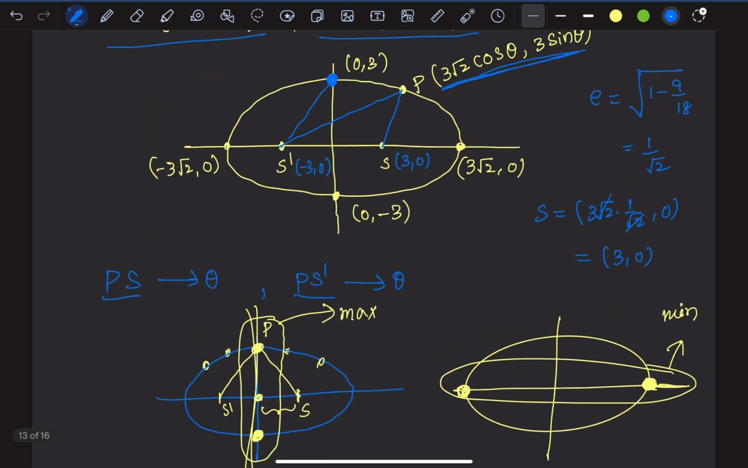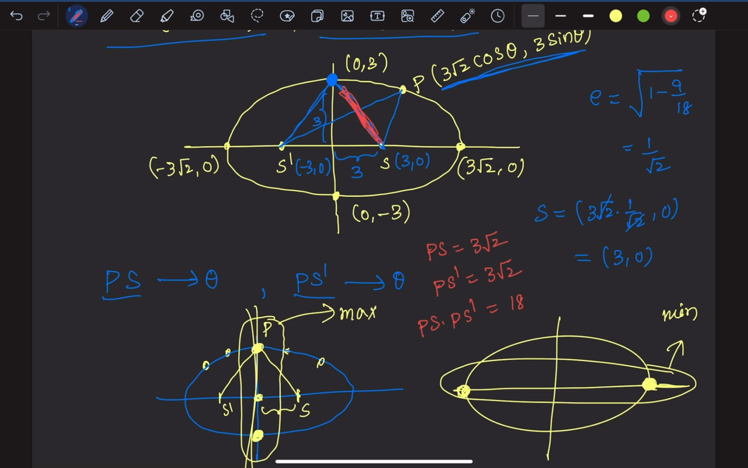Then PS dash and PS, both of them will be equal. We know this particular length is 3, and we know this length is also 3. So from Pythagoras theorem we can say that PS will be 3 root 2, and similarly PS dash will also be 3 root 2, and PS multiplied by PS dash will be 18.